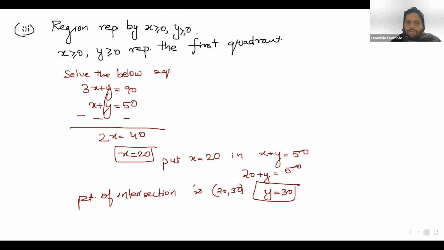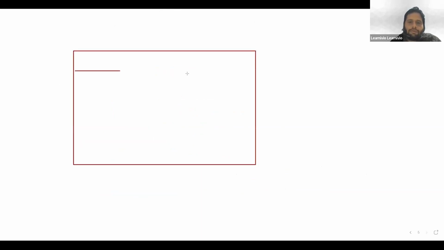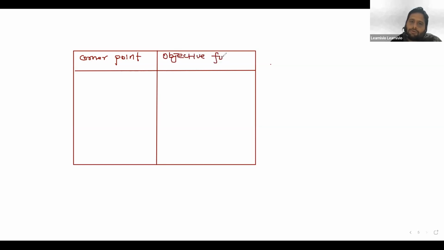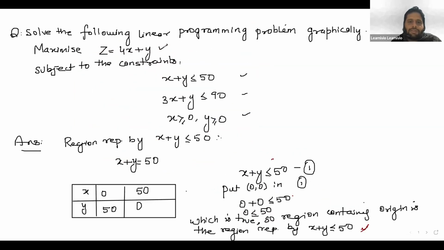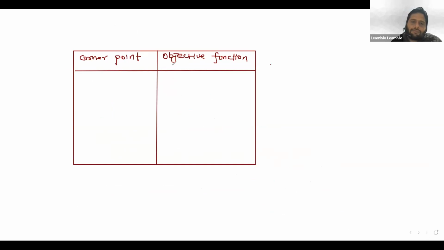Now we will check the objective function at the corner points. Always make this table. Here write the corner point, and here write the objective function z. In this question, what was the objective function? 4x plus y. You can see here, 4x plus y was your objective function. So z is equal to 4x plus y.